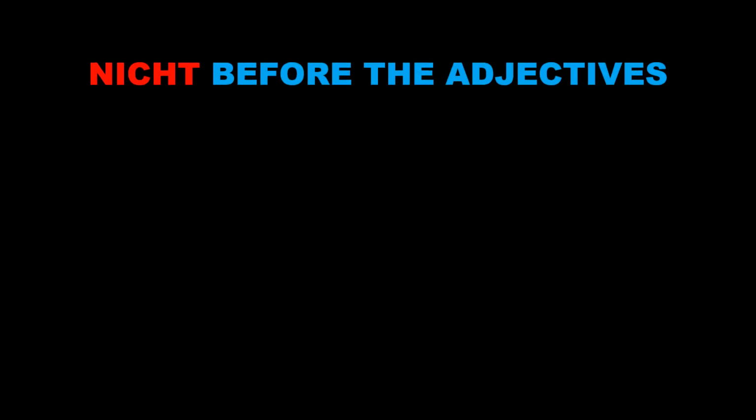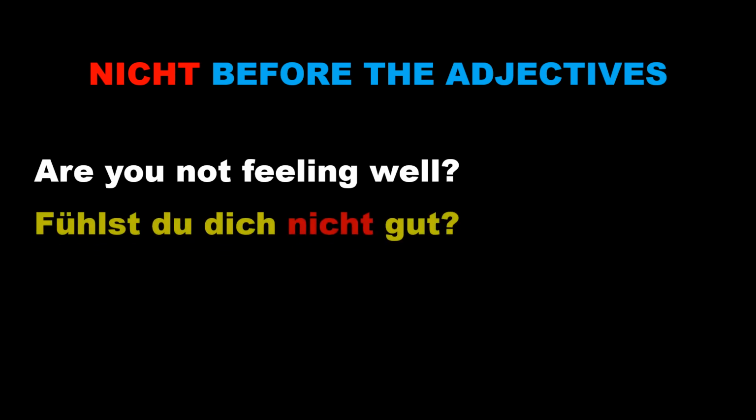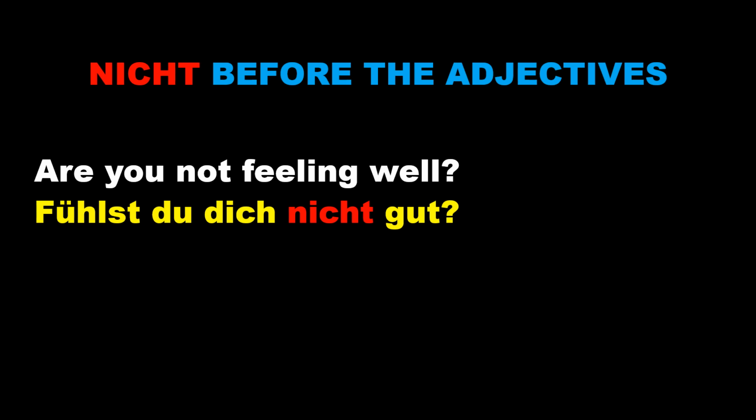Now, let's see how to use nicht before the adjectives. Let's see a few examples. Are you not feeling well? That's our first example. Let's see how to translate it. Fühlst du dich nicht gut? The verb here is sich fühlen, and the adjective in the sentence is gut, and we have used nicht before the adjective. That is how we will frame the sentence. Let's take one more example.